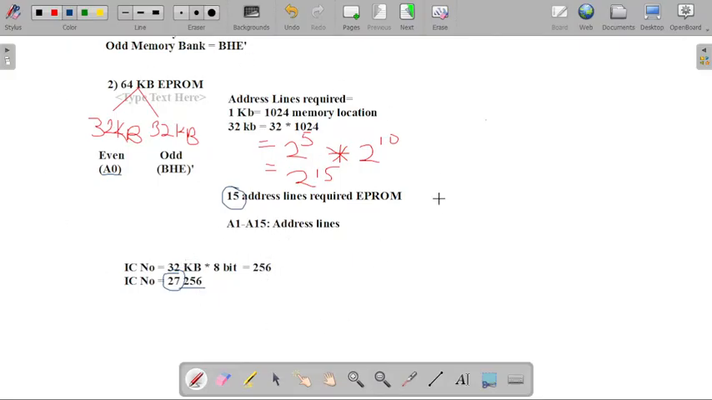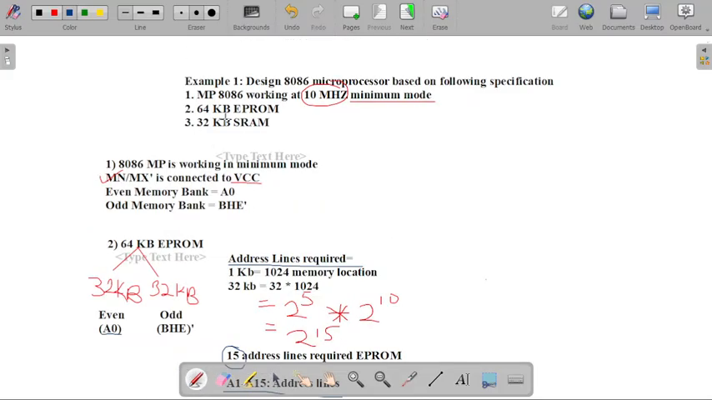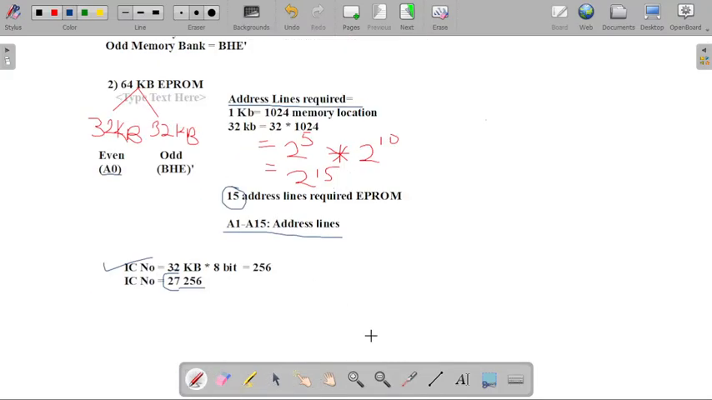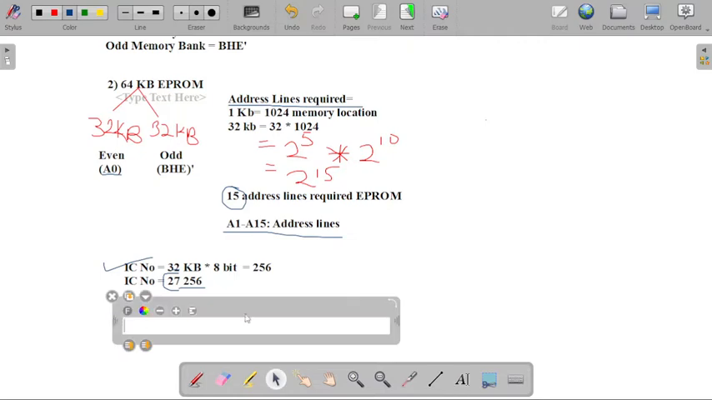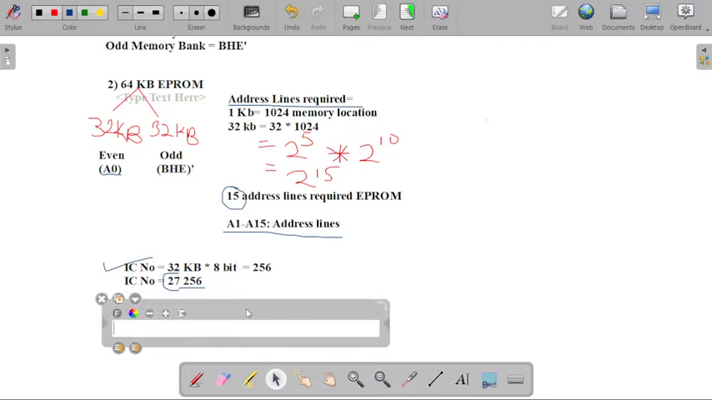So currently we have completed the second part of our data, in which we have calculated how many address lines will be required, the line numbers that we are considering for the address lines, and this IC number. Now the same procedure we have to follow for our 32 KB SRAM. So I am writing here 32 KB SRAM.